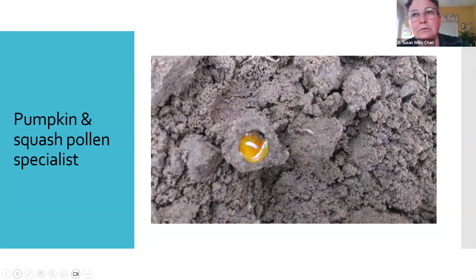The last thing I want to tell you about squash bees is that they're squash specialists. They cannot survive without pumpkin and squash, because the only pollen source they consume is pumpkin or squash pollen. And the only protein source they give to their larvae to grow and develop is pumpkin and squash pollen. Without pumpkin and squash, you don't have squash bees.